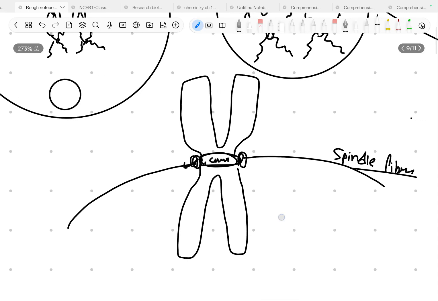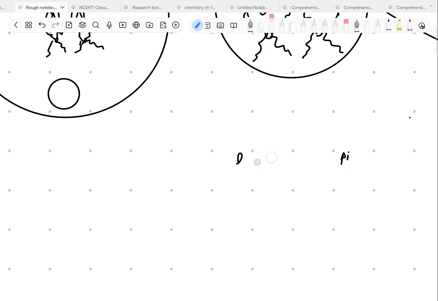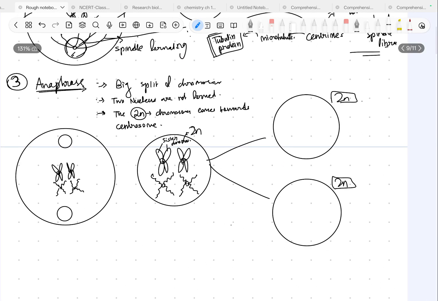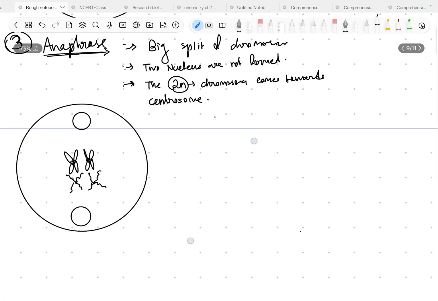Here the pull will not occur from the DNA. If you are thinking the spindle fiber is pulling from here, you are totally wrong. It occurs from the centromere, and specifically from the kinetochore. Okay, let's move further.